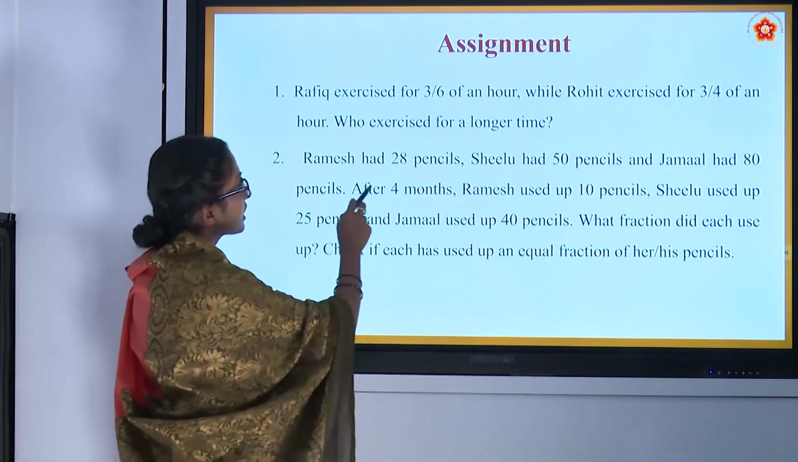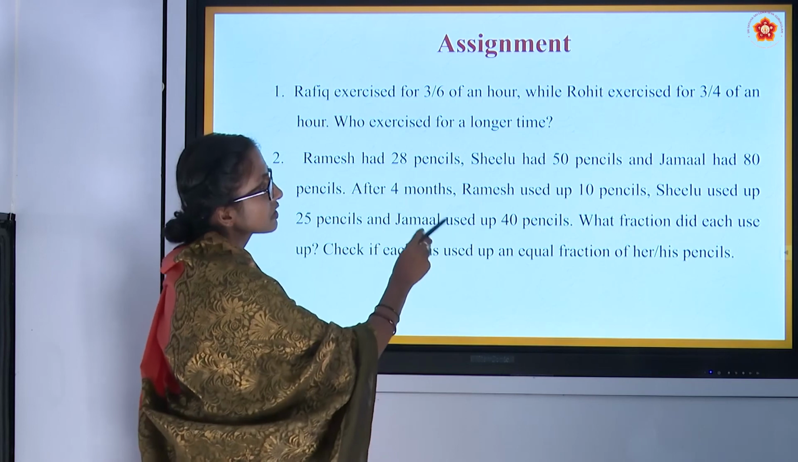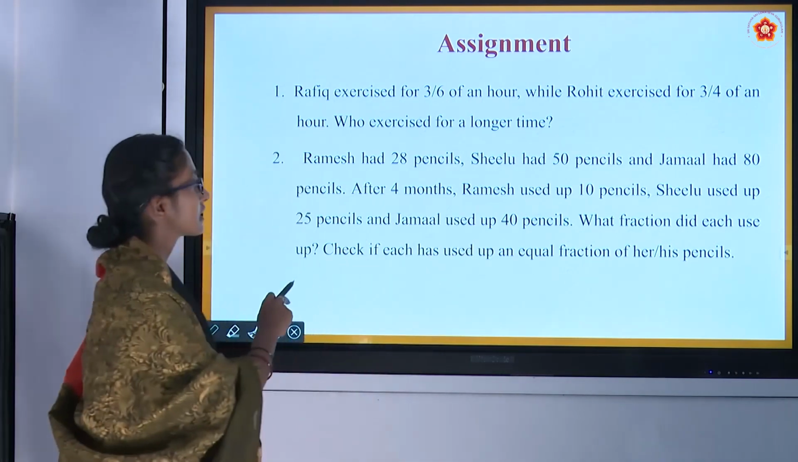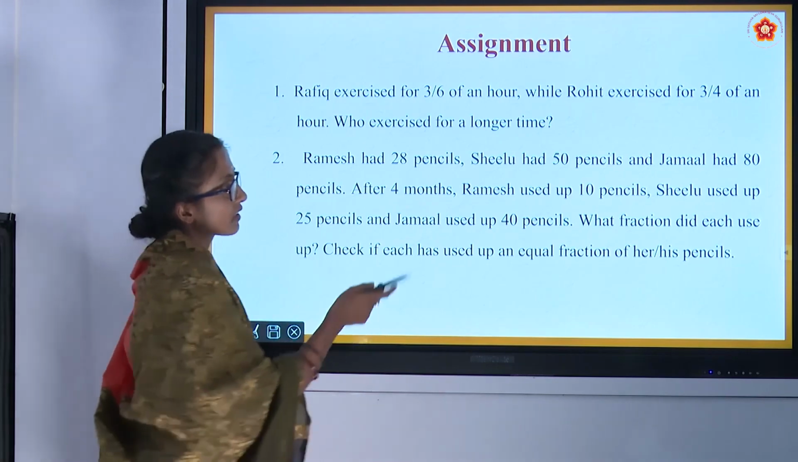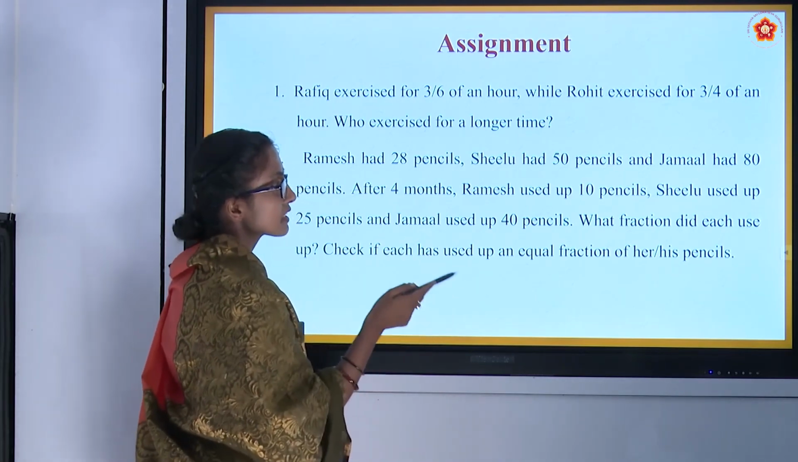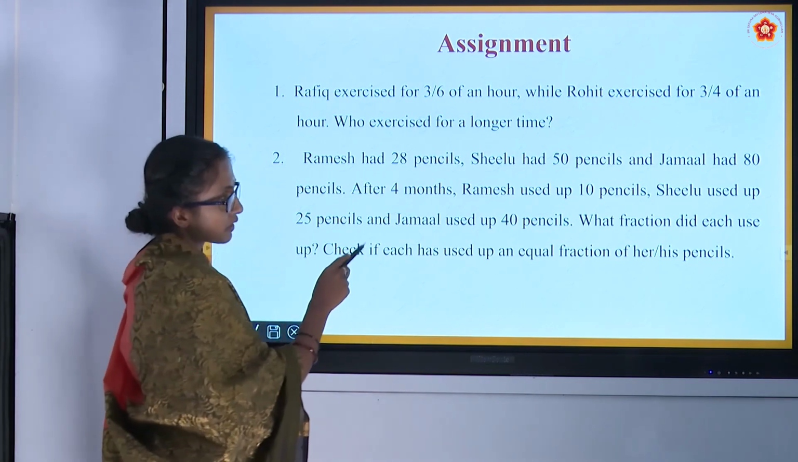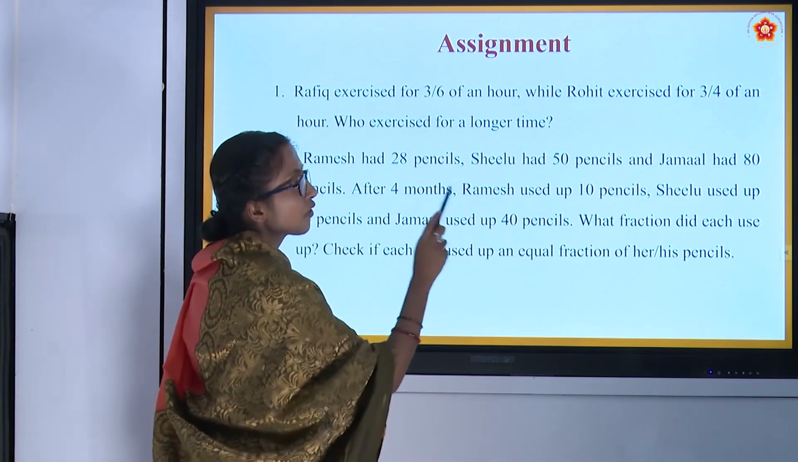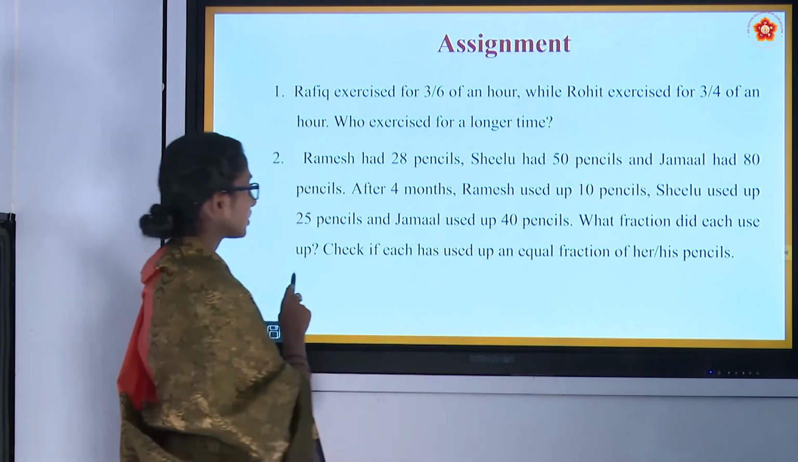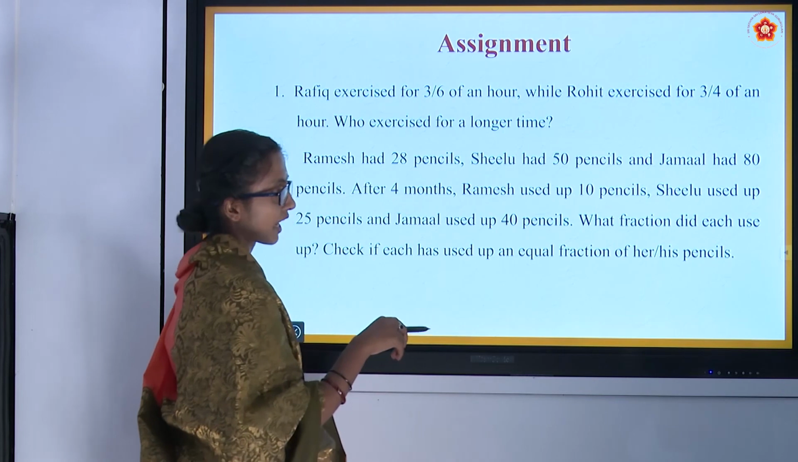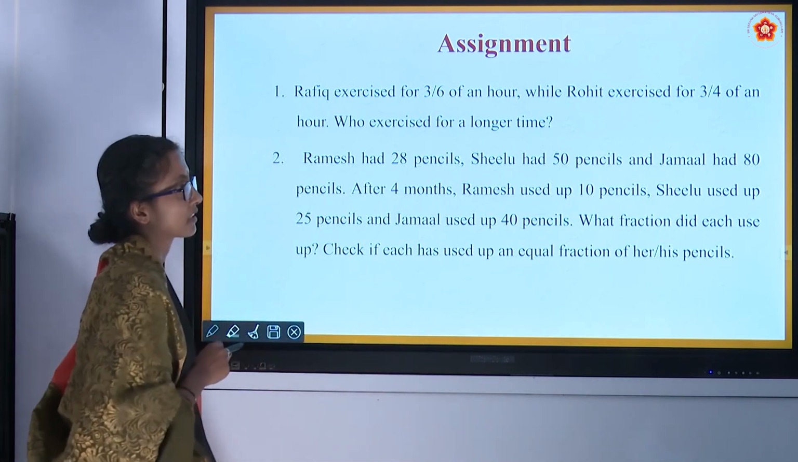Second problem. Ramesh had 28 pencils, Sheelu had 50 pencils, and Jamal had 80 pencils. After 4 months, Ramesh used up 10 pencils, Sheelu used up 25 pencils, and Jamal used up 40 pencils. What fraction did each use up? Check if each has used up an equal fraction of her or his pencils.